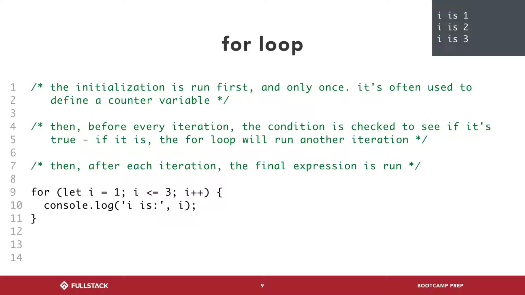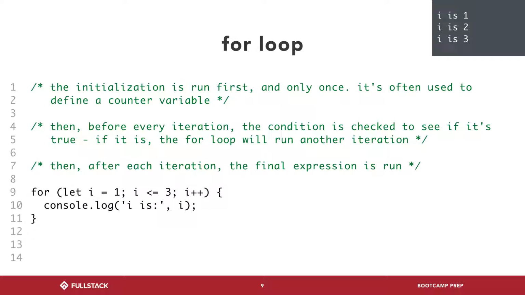So when this for loop runs, the first thing it'll do is create a variable called I equals 1. The next thing it'll do is check, is I less than or equal to 3? In this case, 1 is less than or equal to 3, so yes. That means we go from here to the code block, right? We don't do this part just yet. We go from the conditional, which says run the code block. We run the code block, so we log out I is 1.